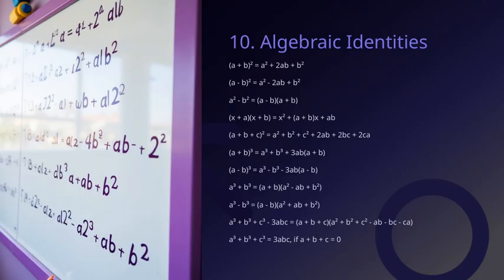For the difference of cubes, (a minus b) cubed, the expansion is a cubed minus b cubed minus 3ab times (a minus b). There are also formulas for the sum and difference of cubes. a cubed plus b cubed equals (a plus b) times (a squared minus ab plus b squared), while a cubed minus b cubed equals (a minus b) times (a squared plus ab plus b squared). Finally, there's a more advanced identity involving 3 variables. a cubed plus b cubed plus c cubed minus 3abc equals (a plus b plus c) times (a squared plus b squared plus c squared minus ab minus bc minus ca).